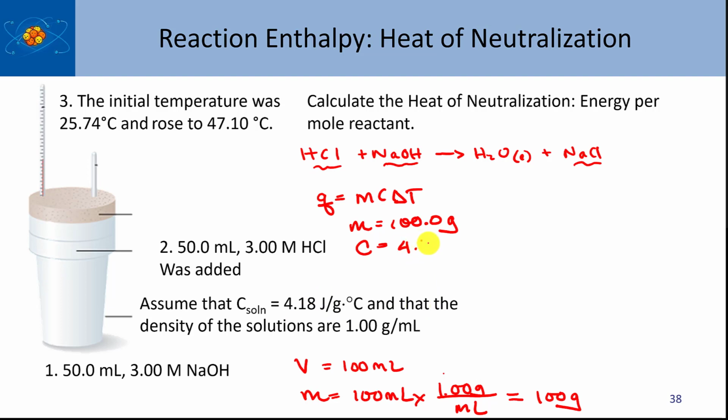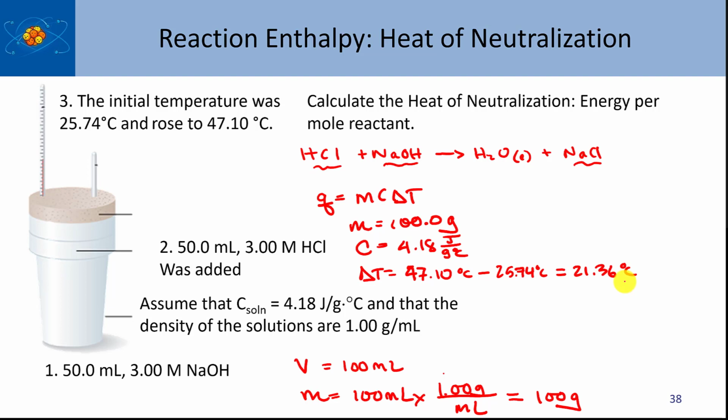So we can assume 4.184 or 4.18 joules per gram degree Celsius, and my change in temperature is T final minus T initial. So I can say its final temperature is 47.10 degrees Celsius and subtract my initial temperature, which is 25.74 degrees Celsius. And that will calculate to be 21.36 degrees Celsius change. Okay, so that's the increase in temperature from 25.74. It's 21.36 degrees Celsius increase.